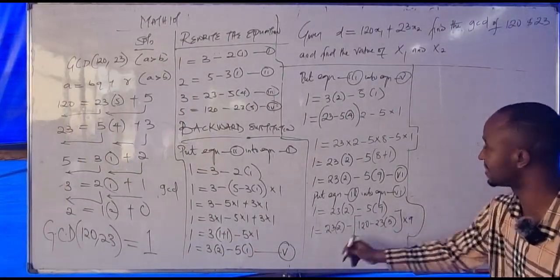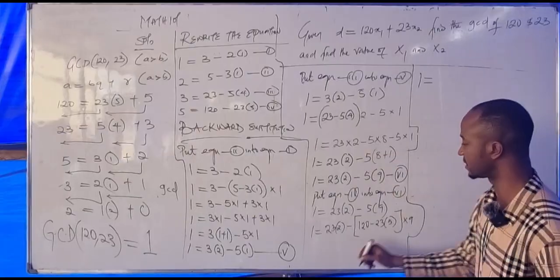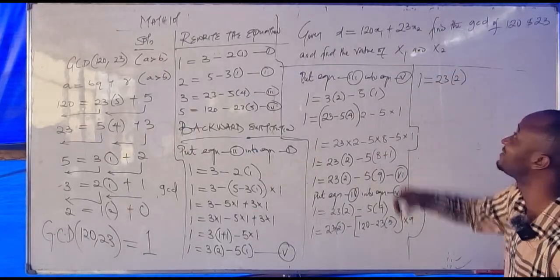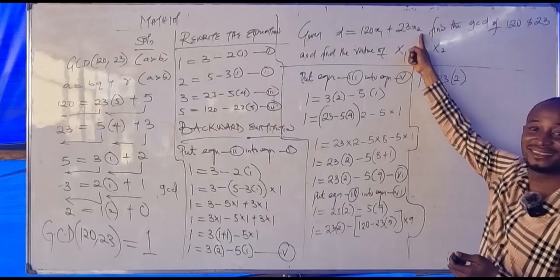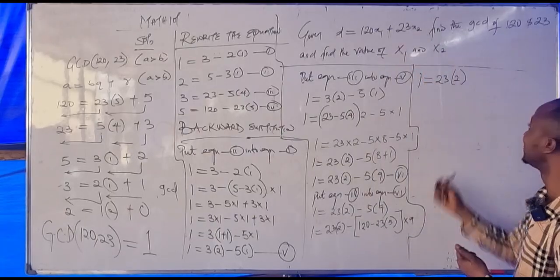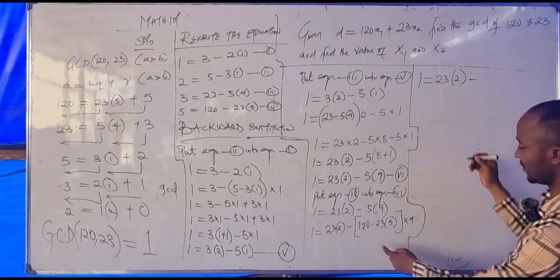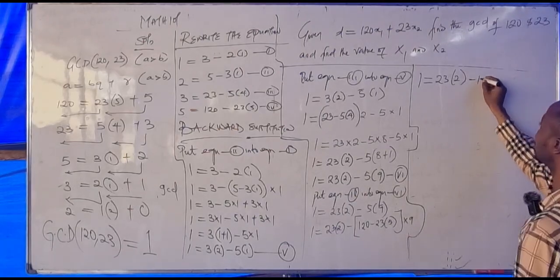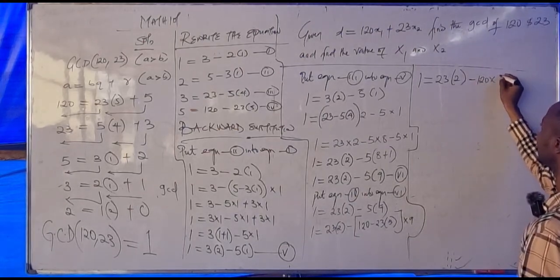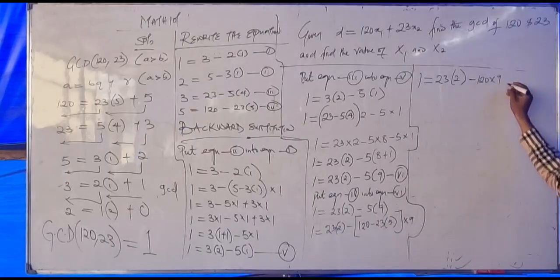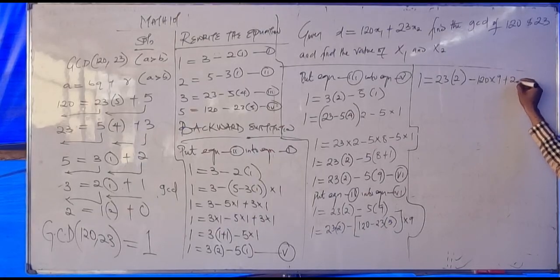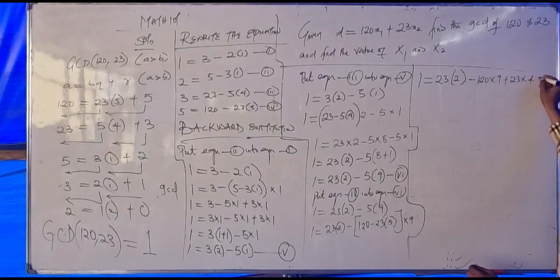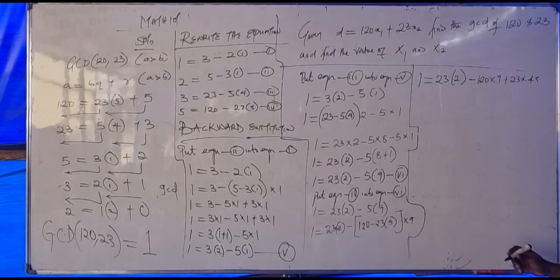Now let's finish up this. What do you have there? 1 equals to 23 times 2. What do you notice here? I've generated something similar, right? Let's evaluate this. Minus 120 times 9. Thank you. What will be here? Plus 23 times, what is 5 times 9? 45. Are you getting the gist here?